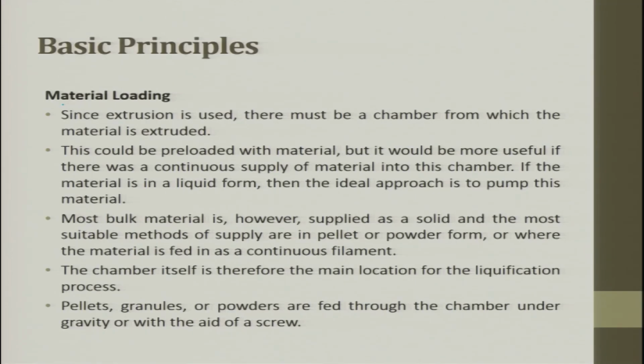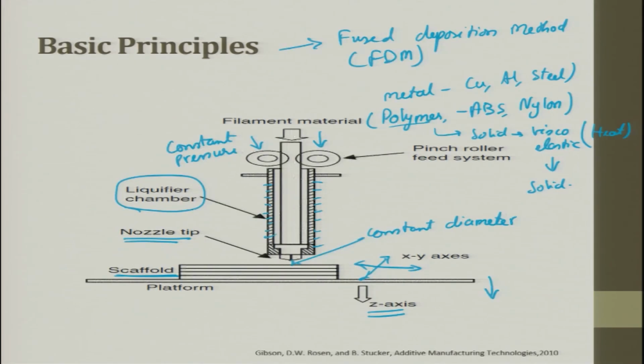So, we have laid down all the common features. Material loading is one. Since extrusion is used, there must be a chamber from which the material is to be extruded. Generally, if you look at the nozzle, it will be attached to a spool. This spool will be continuously fed, and in the spool we will have something like 1000 meters long wire which is passed through it.